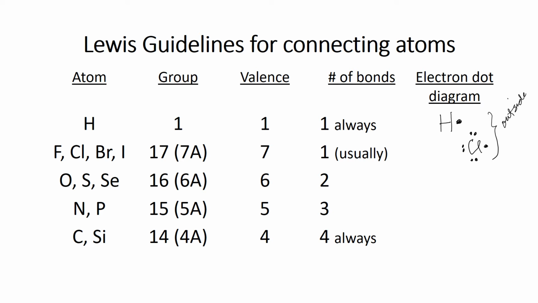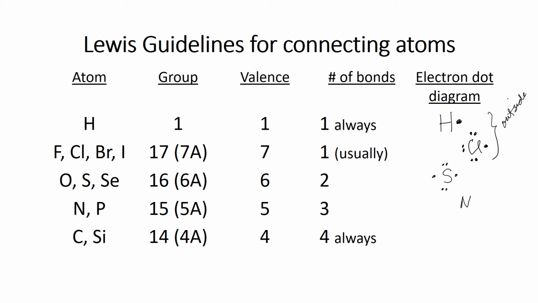If your atom is oxygen, sulfur, or selenium in group 16 with a valence of 6, they're generally going to want to form 2 bonds, and I'll give you an example here. So we'll draw sulfur with 6 electrons, 1 per side, and then you start doubling them up. So notice with 6 electrons, they only need 2 more. So they're generally going to form 2 bonds. And again, that's just a usually.